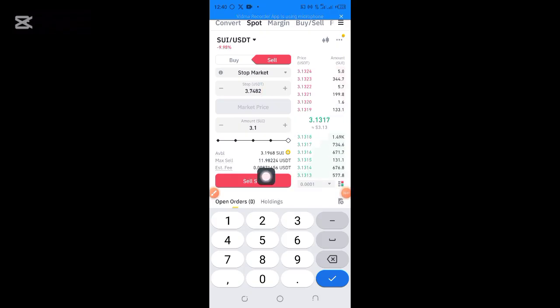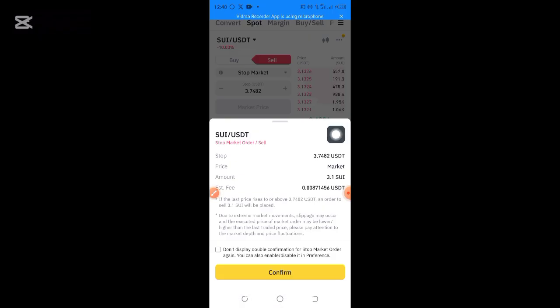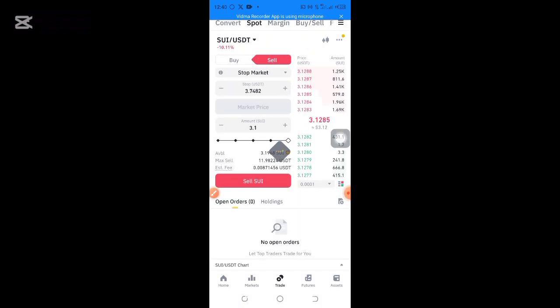So I will now click on sell SUI. So I'm selling my SUI at 3.7482. I'm selling the whole coins I am holding. So you can see here, if the last price rises to or above 3.7482, an order to sell 3.1 SUI will be placed. So I will just click on confirm.